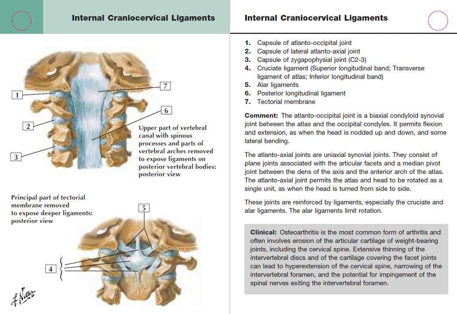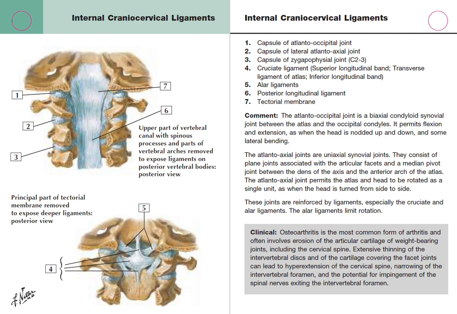The atlanto-occipital joint is a biaxial condyloid synovial joint between the atlas and the occipital condyles. It permits flexion and extension as when the head is nodded up and down, and some lateral bending. The atlanto-axial joints are uniaxial synovial joints. They consist of plain joints associated with the articular facets and a median pivot joint between the dens of the axis and the anterior arch of the atlas.